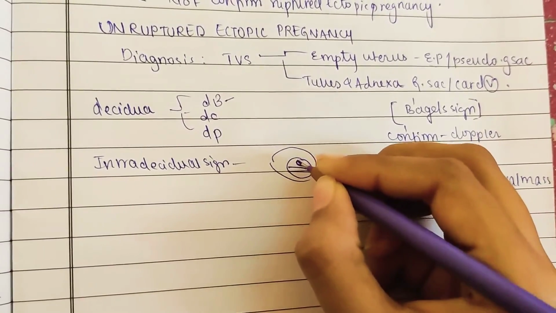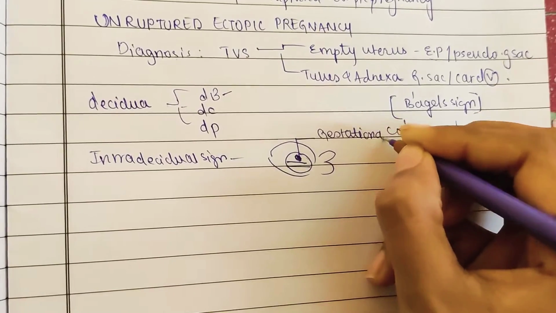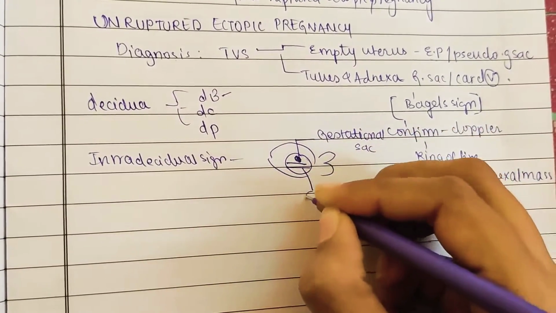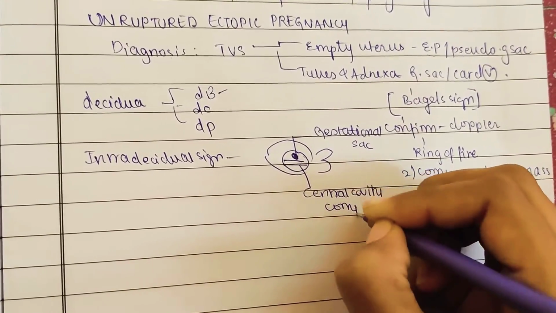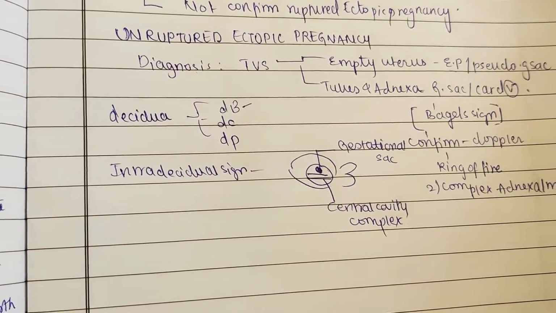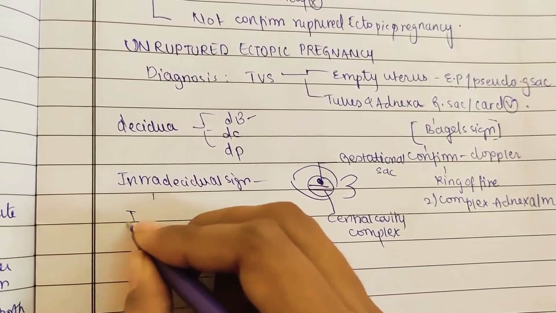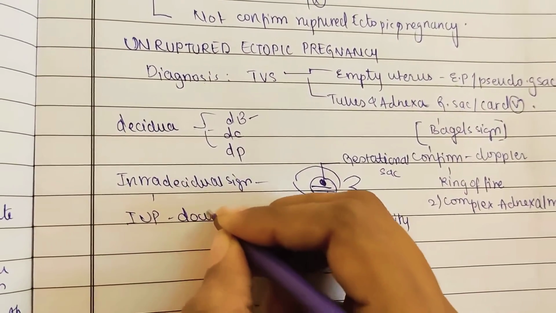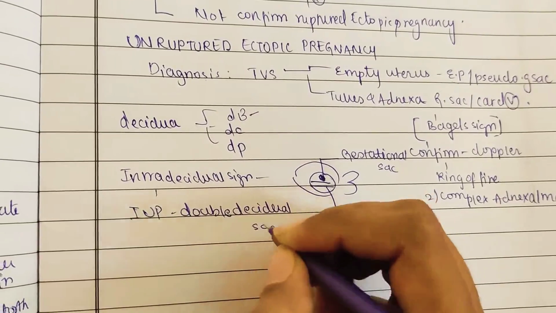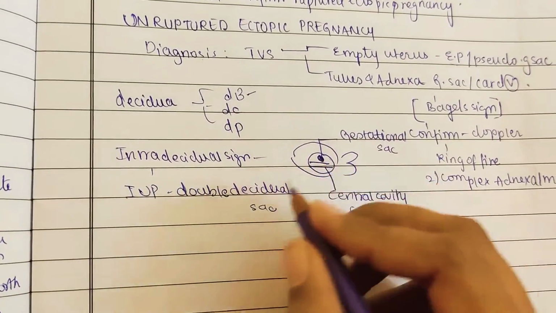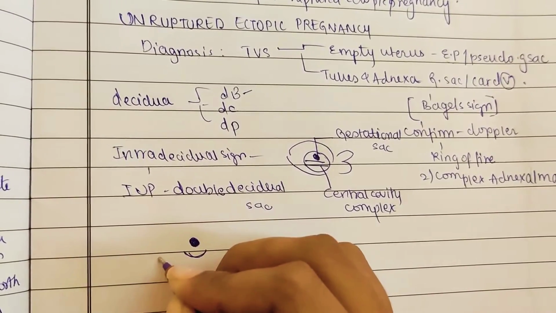Here this black color represents the gestational sac, and this represents the central cavity complex. Now coming to double decidual sac sign, it is only seen in intrauterine pregnancy. In intrauterine pregnancy you will see the double decidual sac sign. Actually, around this gestational sac you will see two rings.